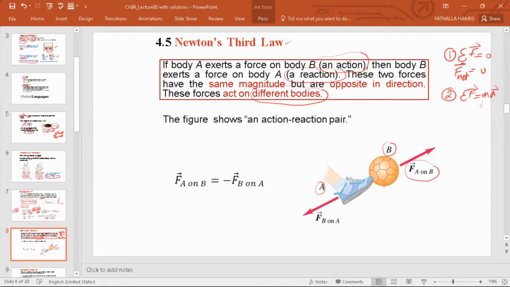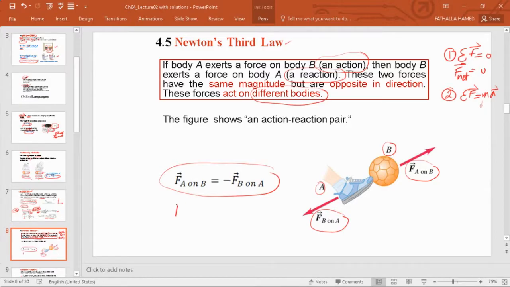Now, the ball has to react, and the reaction of the ball will be the force of the ball on A, and this is what we call the reaction. These two forces are equal in magnitude but opposite in direction. So if you look here, we have F of A on B equal minus F of B on A.